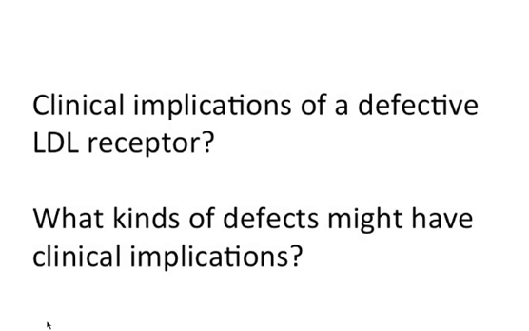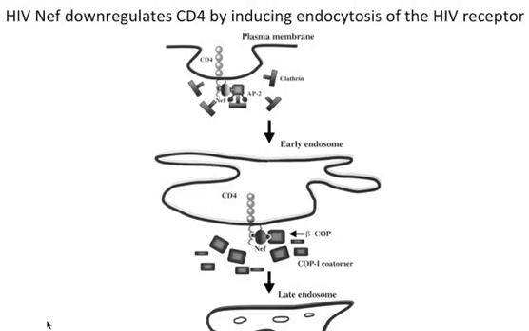Okay, what are the clinical implications of a defective LDL receptor? What's going to be in your blood? Yes. High cholesterol in your bloodstream, right? Because it's not being taken in. All these defects we just talked about might result in high cholesterol. And what does high cholesterol lead to? Bad things. Okay. So let's talk about viruses because it's my favorite thing to do.